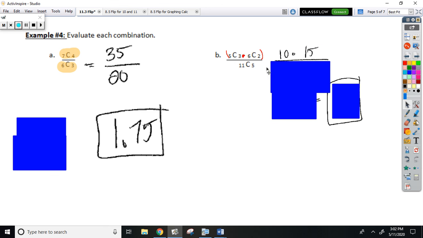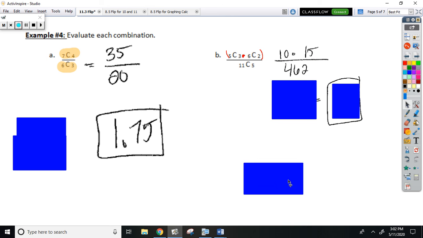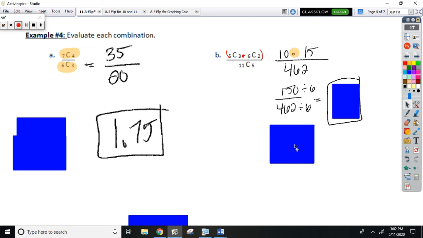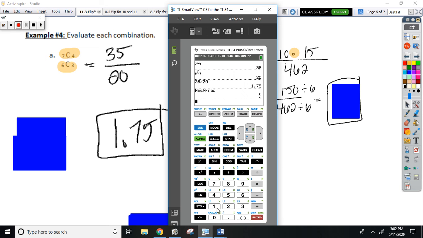I did them separately. So I did 5C3 in my calculator and I got 10. I did 6C2 in my calculator and I got 15. And then I did 11C5 in my calculator and got 462. I then chose to multiply those together to get my 150 over 462.